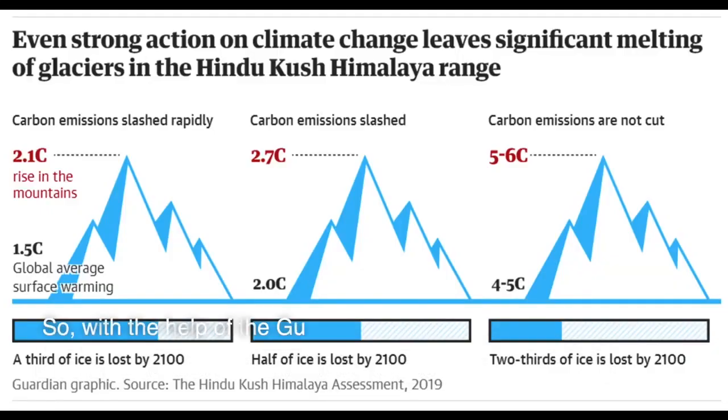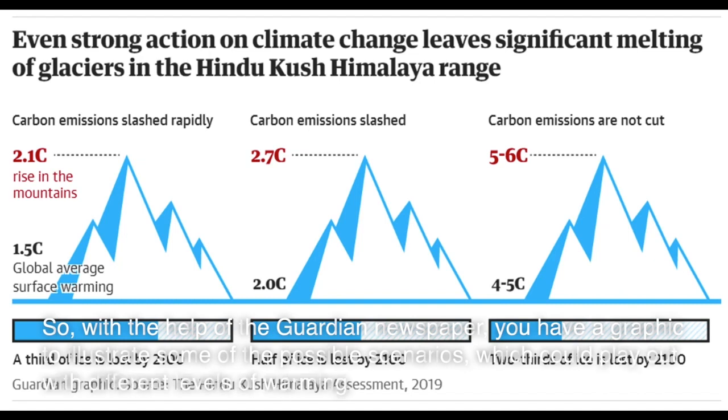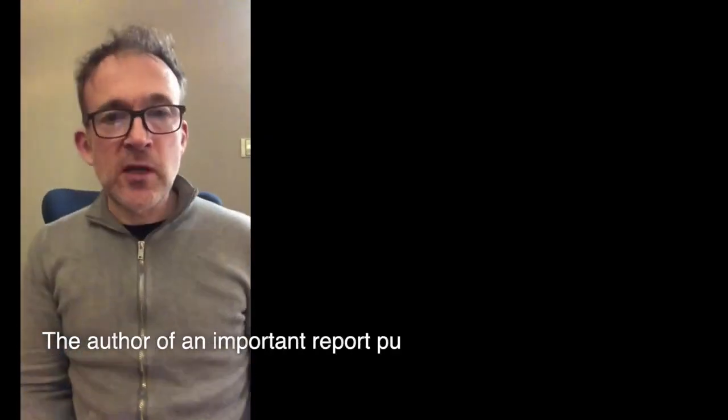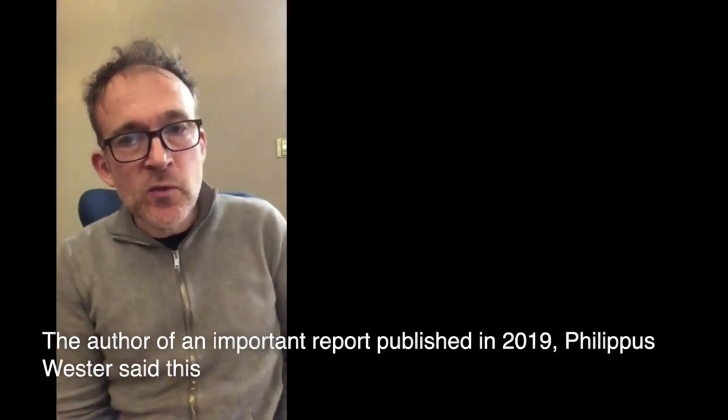So with the help of the Guardian newspaper, you have a graphic to illustrate some of the possible scenarios which could play out with different levels of warming. With an average 1.5, a third of the ice in the Himalayas will be lost by 2100. With a warming of 2 degrees, we have half the ice lost by 2100. And with more excessive warming of 4 or 5 degrees, we end up with 2/3 of the ice lost by 2100. The author of an important report published in 2019, Philippus Wester, said this.